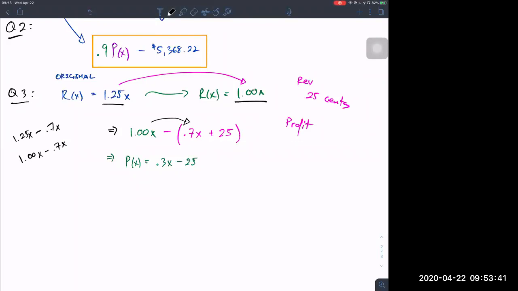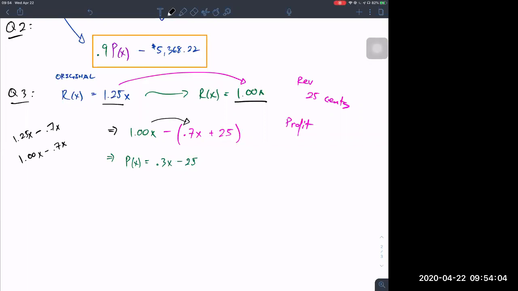So that's what I meant by saying, how did I say this? This also means the profit function reduces by 25 cents. Yeah, you know what? I should probably rephrase that. It's not the profit function itself. It's more like the slope of the profit function. So let me say that a little bit clearer.